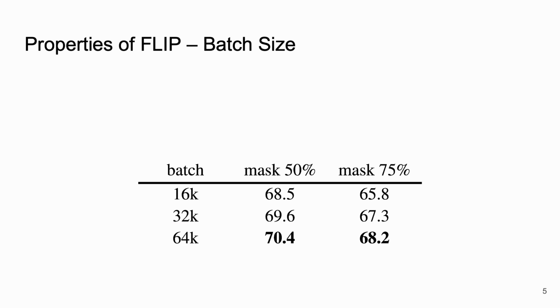This slide compares the results of different batch sizes. The masking idea of FLIP reduces the memory usage, thus enabling larger batch sizes. As we can see from the table, a large batch has bigger gains over smaller batches.